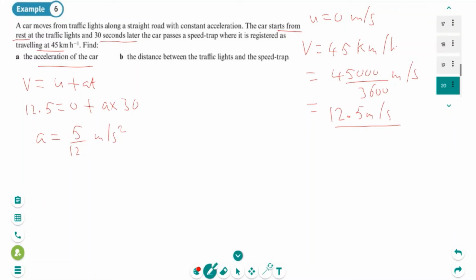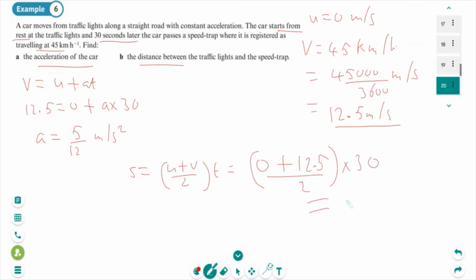And the distance is just the S formula. Plug in the numbers for this one. Initially it's 0, from rest. V is 12.5 meters per second, over 2, times 30 seconds. Do that calculation, and that will give you the distance traveled up to the traffic lights.